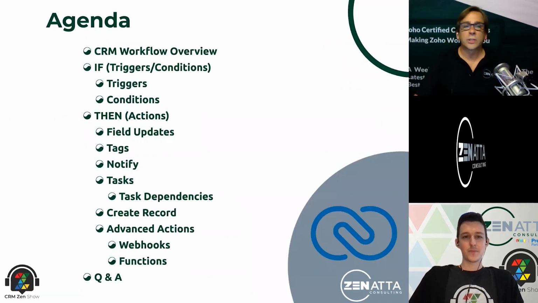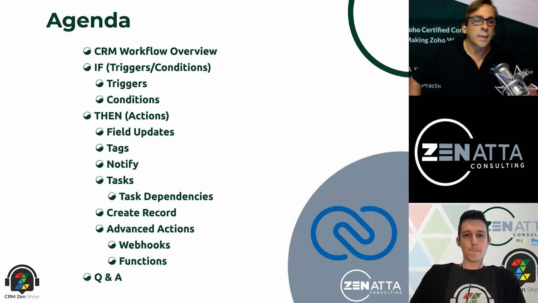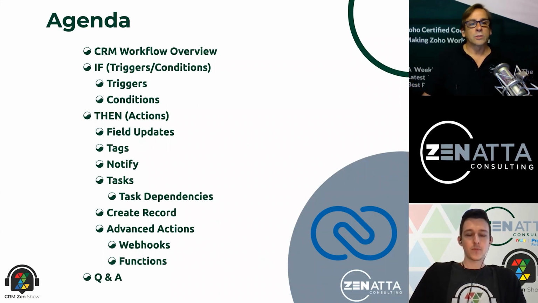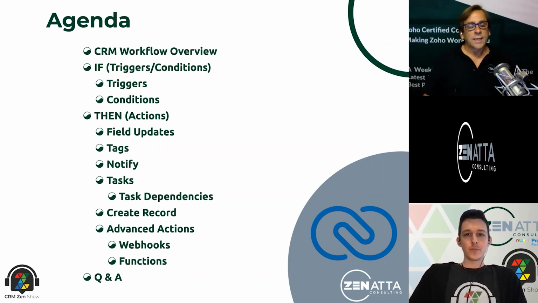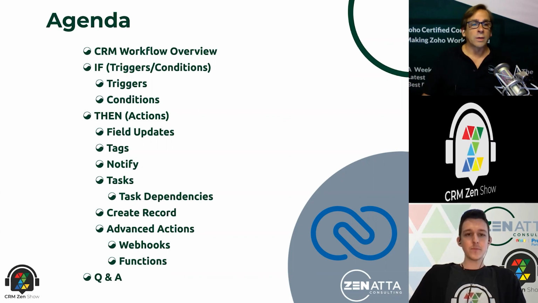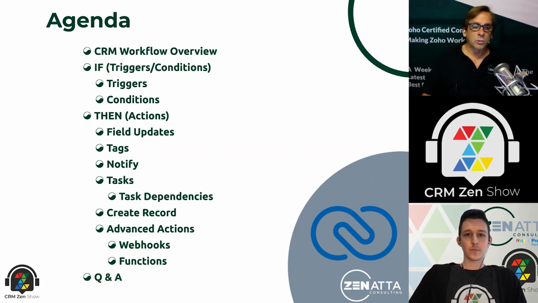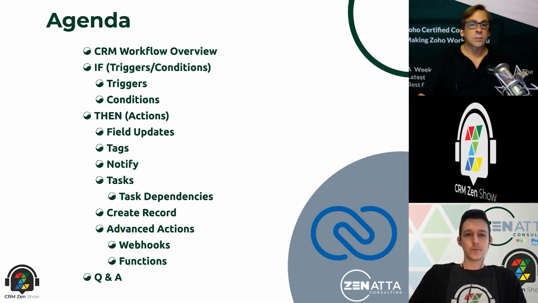So for the agenda, we're going to cover basically what CRM workflows are, and then we're going to do the if and then conditions. So these are triggers and conditions. We're going to say, if this, then this. We're going to run through it, take each and every possible thing you can do with one of these workflows. And then we're going to get a little advanced. Tyler's going to jump into some webhooks and some custom functions and how you can actually make these workflows go to the next level.